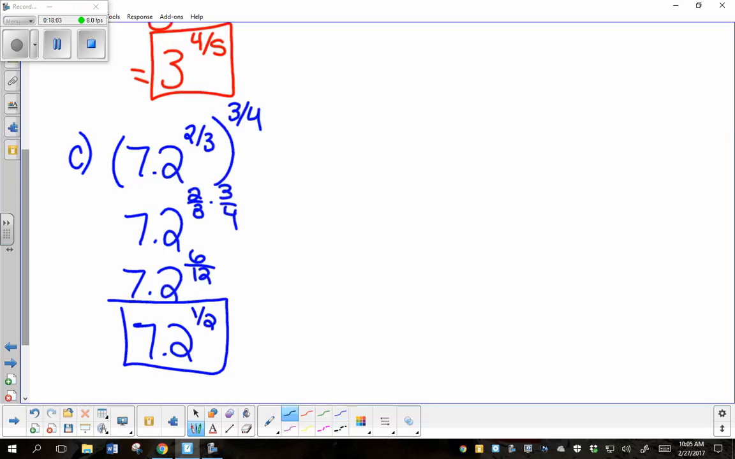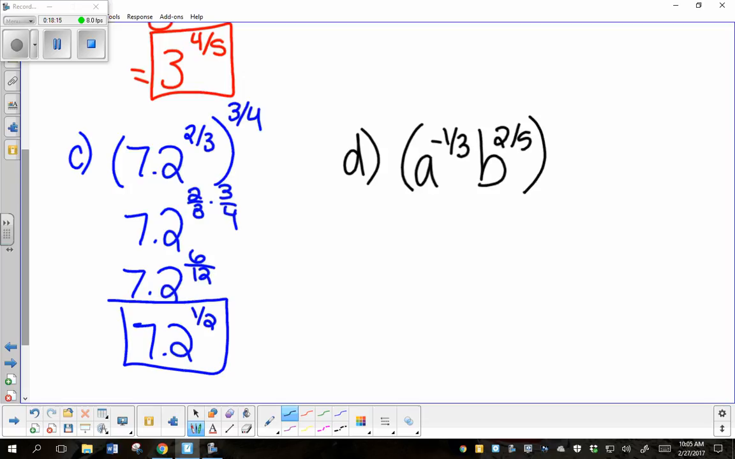And then last example before our last section is, in parentheses, a to the negative 1/3 times b to the 2/5, all of that raised to the 1/2. So all we're doing is simplifying this. It doesn't say we have to write it in radical form or anything, although at some point you might have to do that.